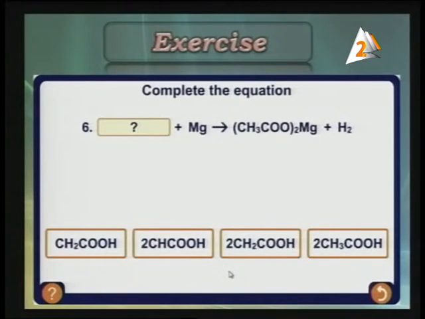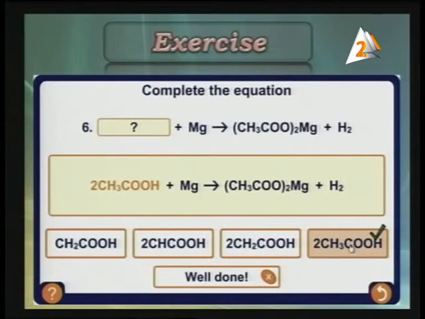Which one with magnesium gives us what? (CH3COO)2Mg plus H2. Which one here? We have CH3COOH or CH2COOH or any one of them. We have this one. Why? Because here this is the carboxylic acid that replaced the hydrogen, by meaning what? By this magnesium atom to form salt, and the hydrogen evolved from this reaction.